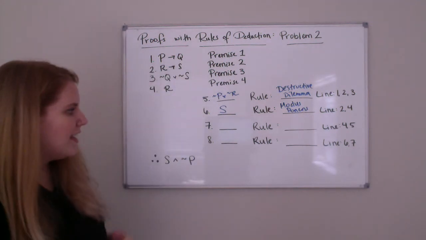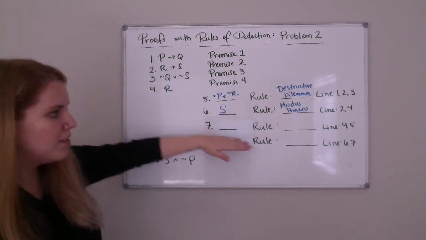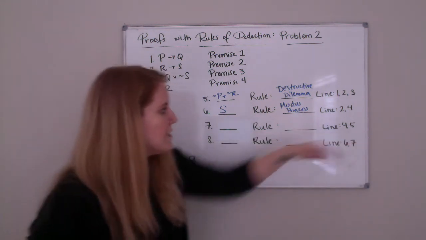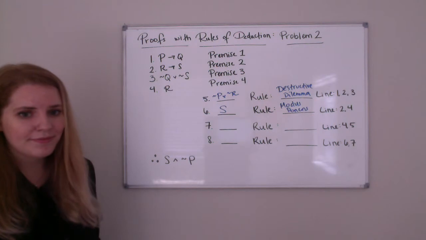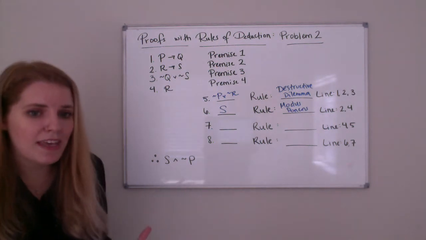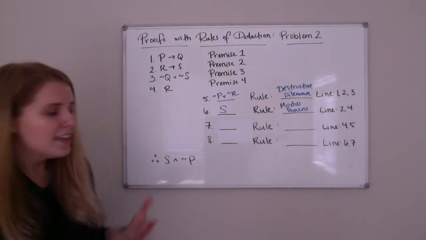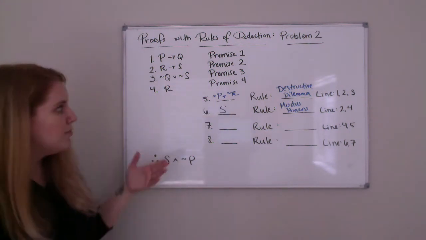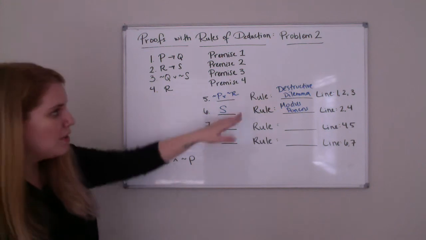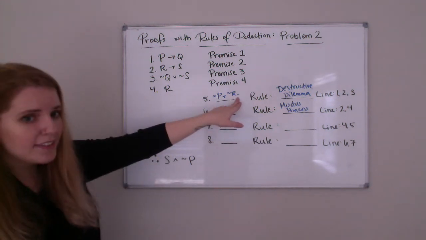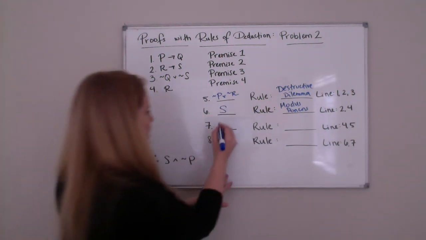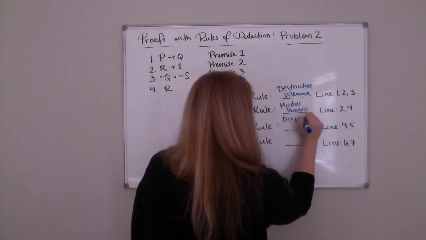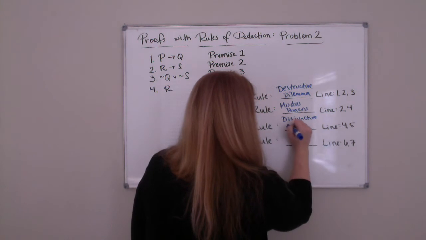Okay, let's move on to line 7. What's the claim that we can derive and the rule that we're going to use to get that claim using only the information from lines 4 and 5? It's going to be not P using disjunctive argument. Because in line 5 we have a disjunction, it says not P or not R. And line 4 tells us that we have R. So we know that this disjunct is false, which means that this disjunct has to be true. We know that from disjunctive argument.